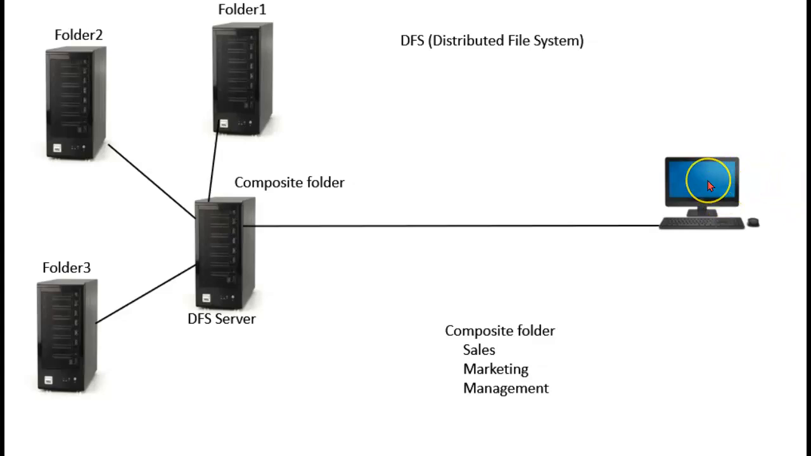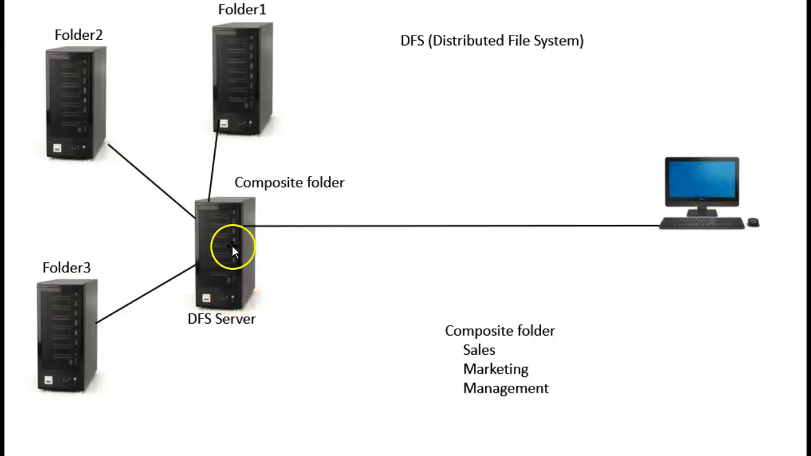So let's say that this is a computer in marketing. Well, there might be a marketing folder over here and a different marketing folder over here, and then they want to get some other folder from somewhere else. They'd have to go over here. It doesn't make any logical sense to this user.